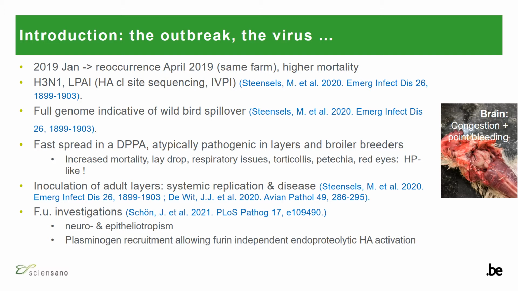When adult layers were inoculated with the virus isolate, systemic replication and disease was shown by two independent teams, and follow-up investigations by German colleagues confirmed the neuro and epitheliotropism and indicated an alternative activation mechanism for the hemagglutinin precursor protein by plasminogen recruitment as an explanation of this pathogenicity.